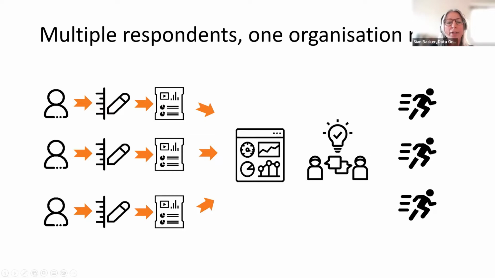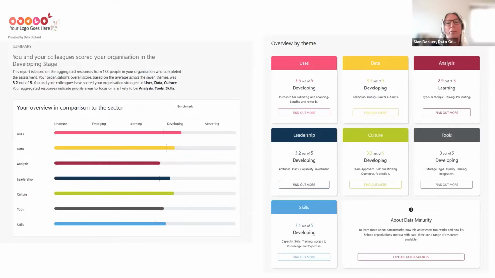So the kind of report an organisation will get will look something like this. It'll have their own logo on it, obviously, but this report is telling us that this organisation overall scored in the developing stage, and that they had 133 people in their organisation who completed it. They've got an overall score of 3.2 out of 5.